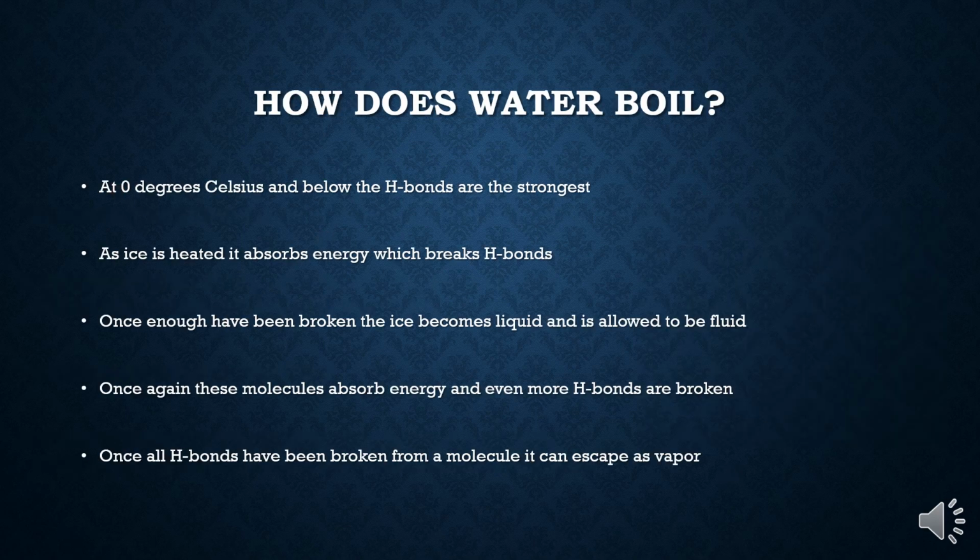How does water boil? At 0 degrees Celsius and below, the hydrogen bonds are the strongest. They hold this together very, very securely. As ice is heated, it absorbs energy. This breaks its hydrogen bonds. Once enough have been broken, the ice becomes liquid and is allowed to be fluid. These molecules are allowed to slip past each other, slip around each other, move around. Once again, these molecules absorb energy until even more H-bonds are broken, and then once all H-bonds have been broken from a molecule, it can escape as vapor in gas form. So in order of most hydrogen bonds to least, it's solid, liquid, and then gaseous.